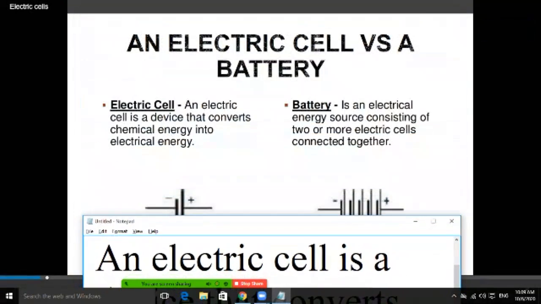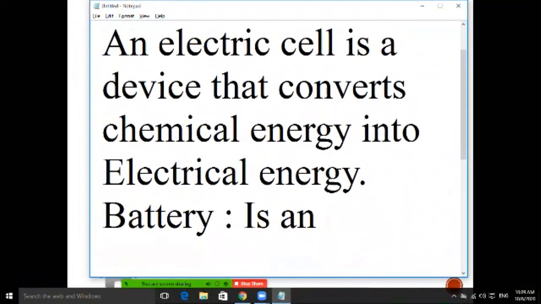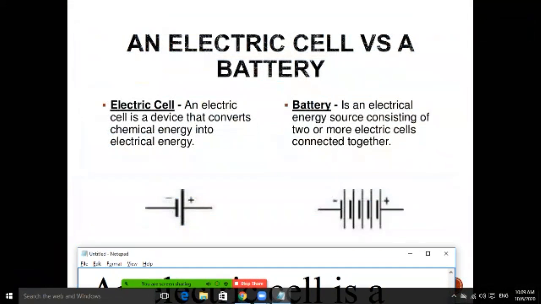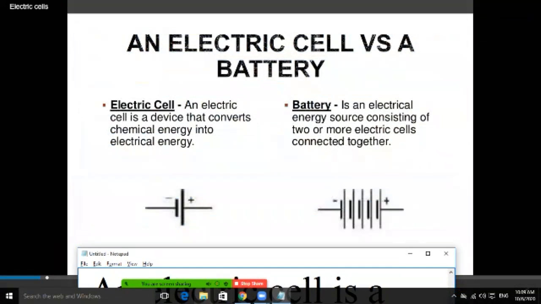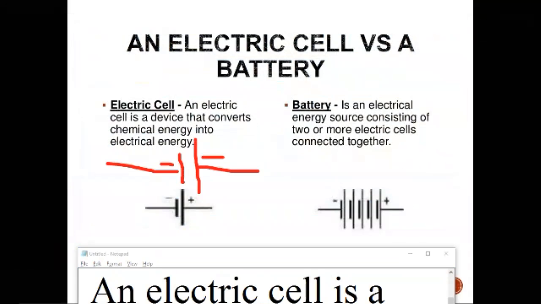Okay, students. Suppose I am just talking about this line. So this line and this line, this big line and this one. So this is negative and this is positive. So this is an electric cell.